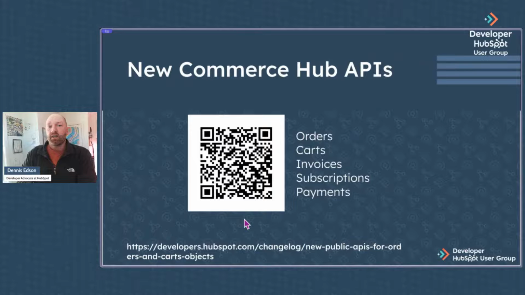Next, and this is very relevant to this specific workshop or webinar, so many Commerce Hub APIs are out there now. Last week, we just launched orders and carts. Recently, we had invoices, subscriptions, and payments. If you go to the dev docs right now, you'll notice it's no longer under the objects. They had to put together an entire new dropdown for commerce. So go check that out.